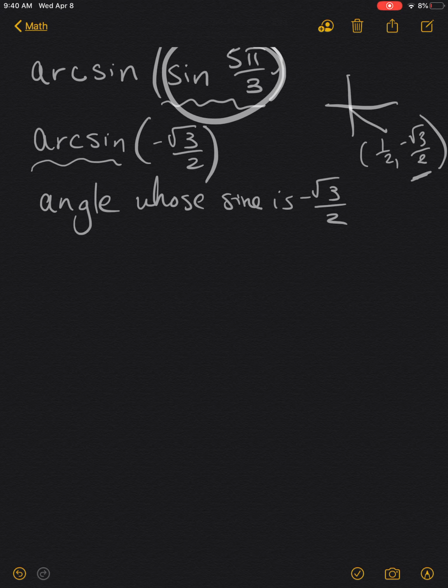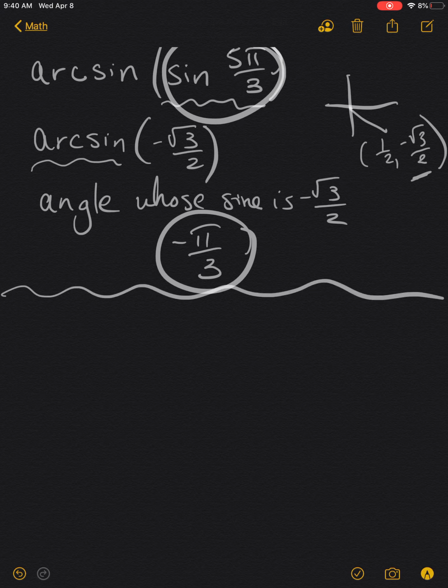But be careful, again, it has to be within the range. Again, the answer is not 5 pi over 3, it's negative pi over 3, because that is an angle whose sine is negative square root of 3 over 2 within the range. Okay, so always be careful that it's within the range. Got it? Okay. Now, let me show you what else we can do with compositions.